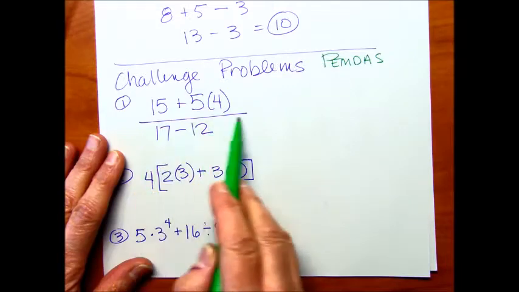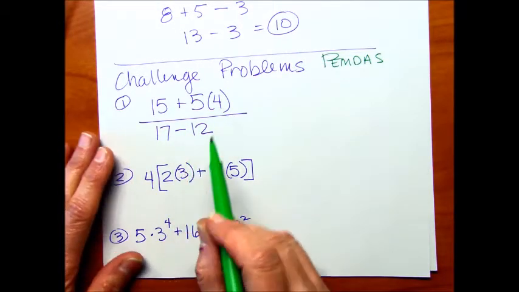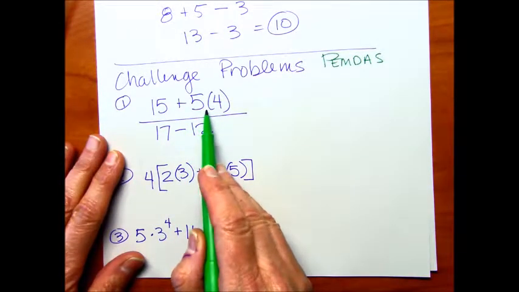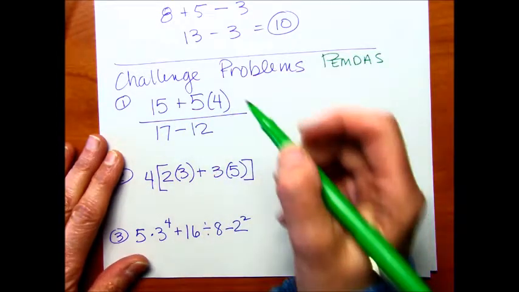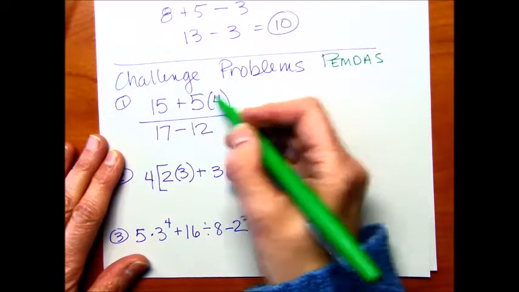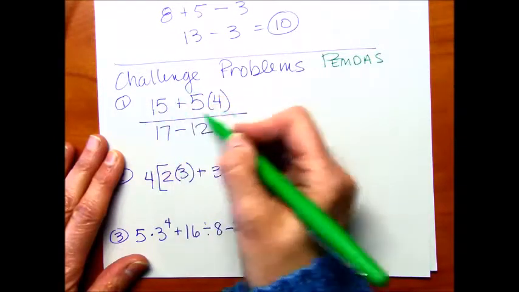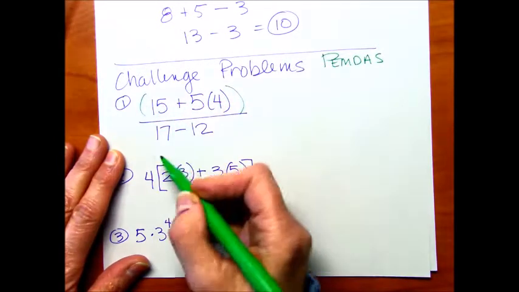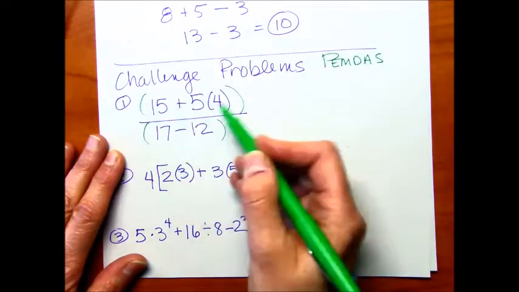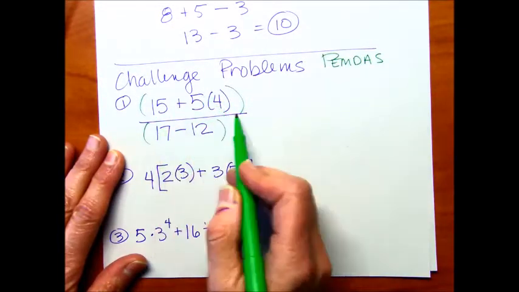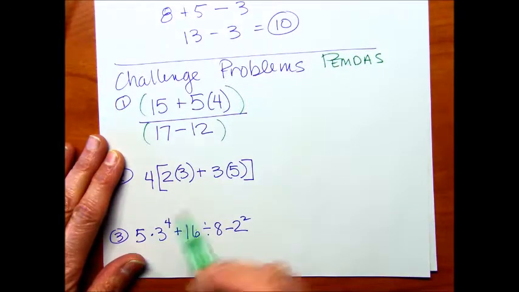Here's our division problem. Now we can solve the multiplication problem, but notice we can't divide until we figure out what's on top, this top part here, and then this bottom part here, okay? We need to figure out those 2 quantities before we can divide.